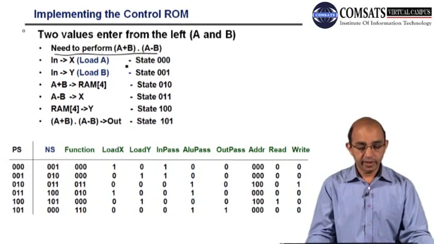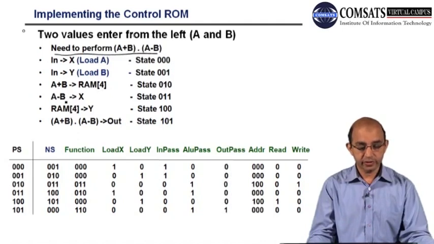So here load A, and then load B. This is another state, 0, 0, 1. This is the present state, and this is the next state. And then we have to add, and the resultant has to be stored in RAM.